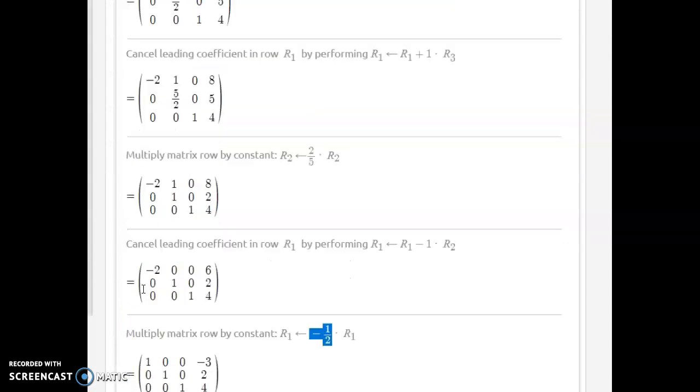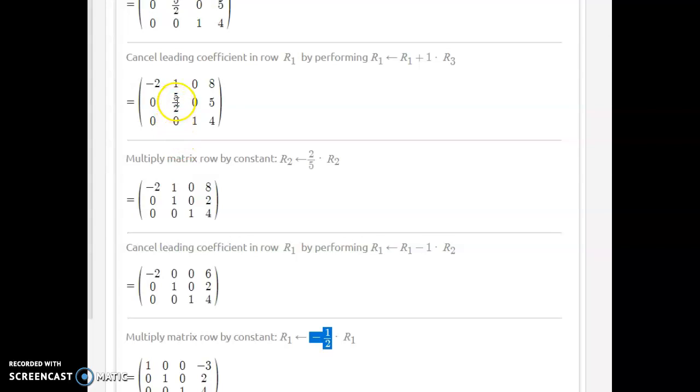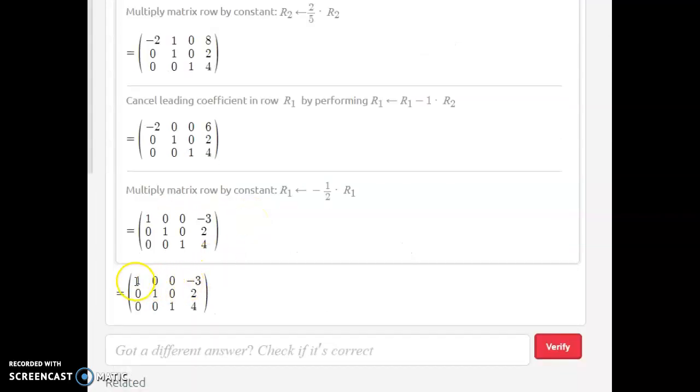And I think I skipped something over here. Oh yeah, that's right. I skipped this one here. Multiply this one by 2/5 to get nice integers right here. And then you're at the last one, 1, 1, 1. And you have -3, 2, and 4, which are solutions, x, y, and z.